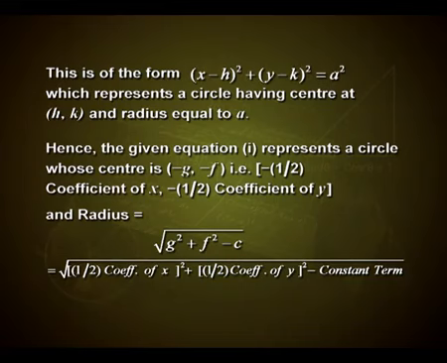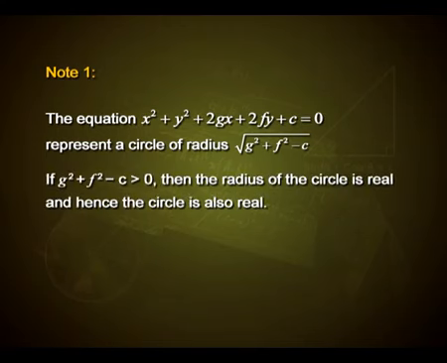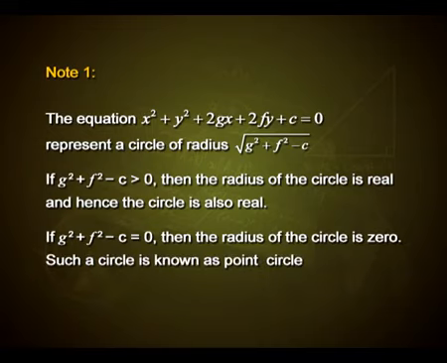We note here that the equation x square plus y square plus 2gx plus 2fy plus c is equal to 0 represents a circle of radius square root g square plus f square minus c. If g square plus f square minus c is greater than 0, then the radius of the circle is real and hence the circle is also real. If g square plus f square minus c is equal to 0, then the radius of the circle is 0. Such a circle is known as point circle.